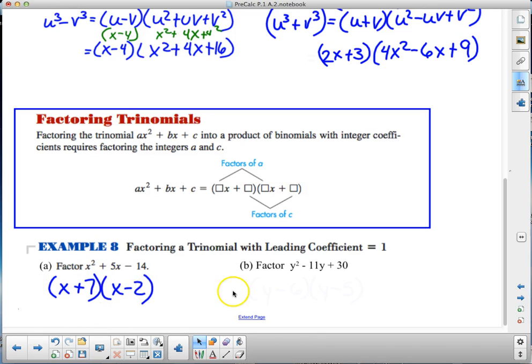Got it factored. Same idea here, two numbers that will multiply to be 30, but add to be 11. But now, because it's positive 30 here, they are both either positive or negative. So let's see what it is. And because of this value here, they're both positive. So it's got to be 6 and 5.